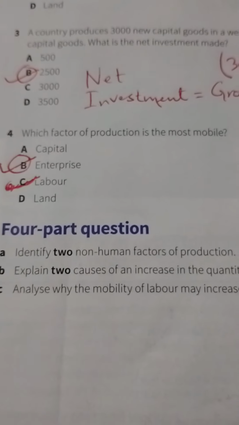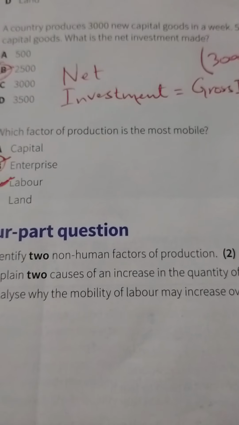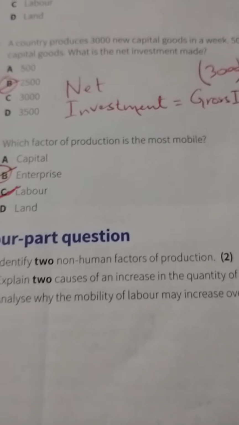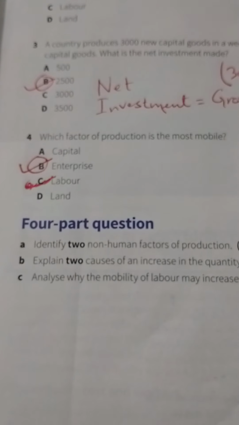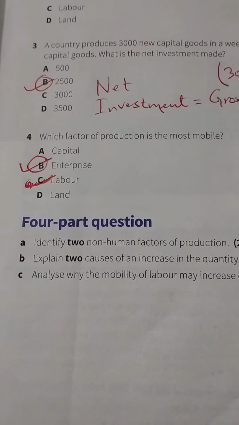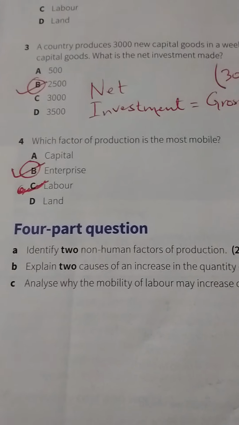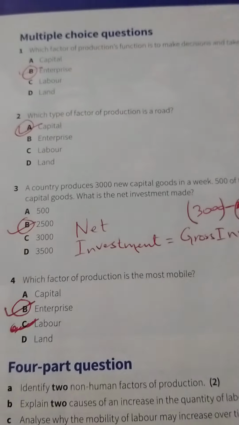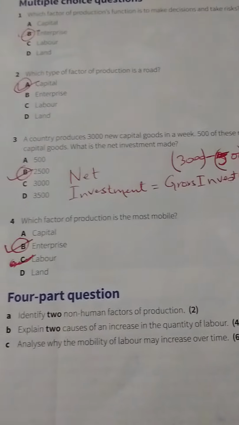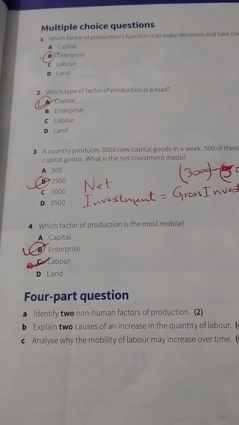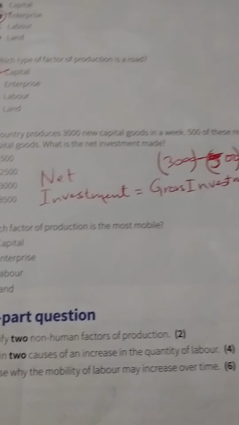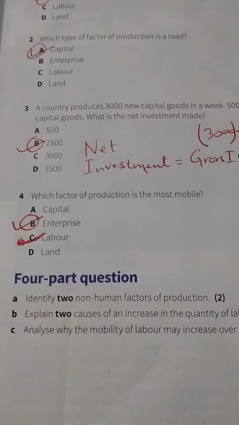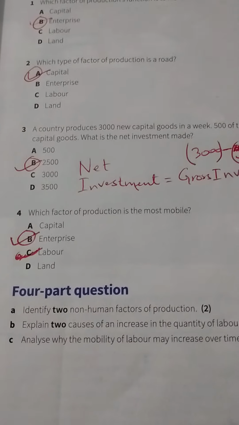Question number 4, which factor of production is the most mobile? Mobile means geographically mobile or occupationally mobile. So the factor of production enterprise, that is option B, enterprise, is the most mobile factor of production, in which it is in the hands of the producer, it is in the hands of the entrepreneur or enterprise to produce whatever goods and services, and where they have to locate.